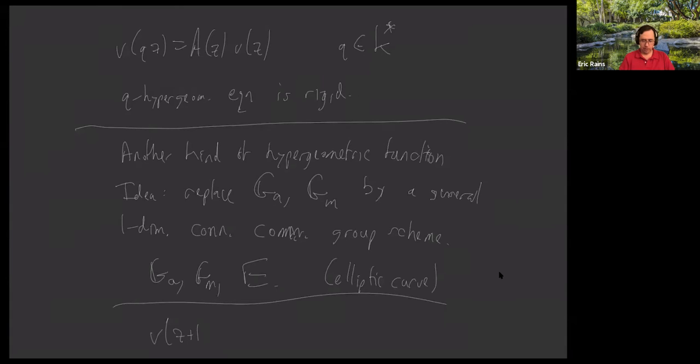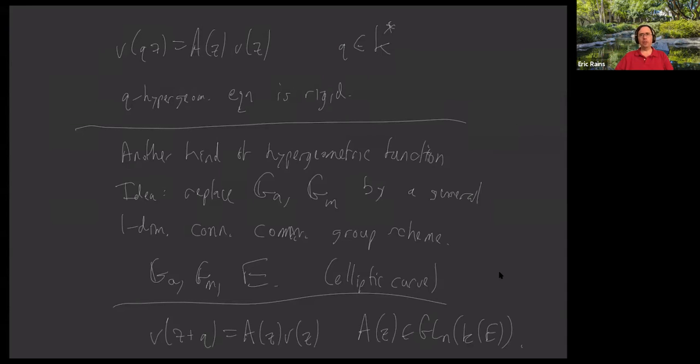Let me say it's z plus q now. But now A of z is a matrix over the function field of the elliptic curve. And Q is now a point of the elliptic curve that we're translating by. Okay, so this is another kind of equation that we could consider.